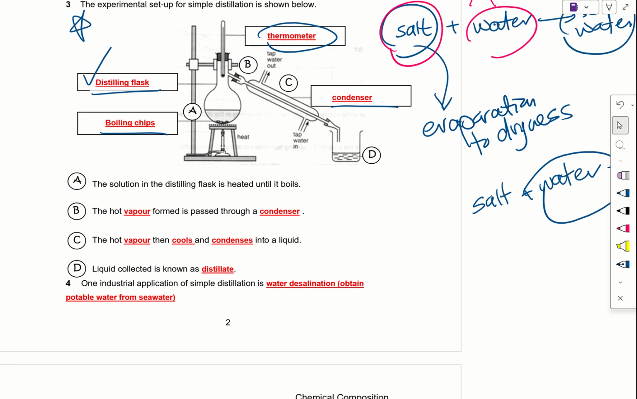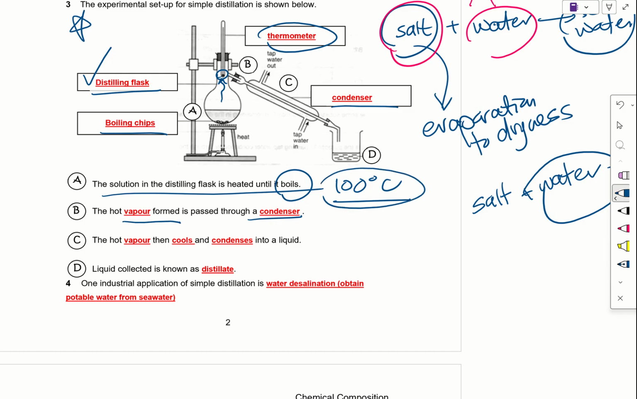For A, the solution in the distilling flask is heated until it boils. Now the hot vapor is passed through a condenser. And what is the boiling point of water? It is 100 degrees. If I see that the thermometer has reached 100 degrees, I know the water vapor is forming. Anything below or higher than that may not be water. So I'll wait for the thermometer to reach 100 degrees, and once I do that, I can start my collection.